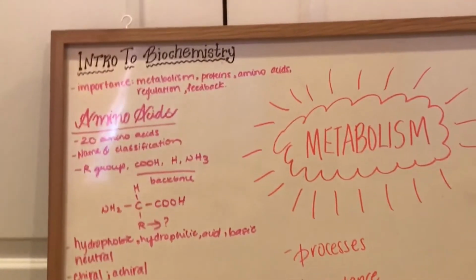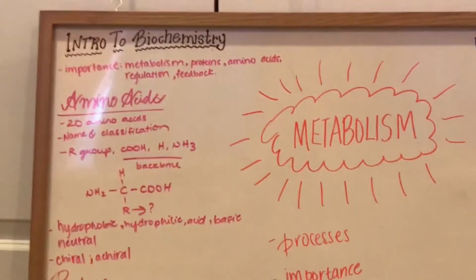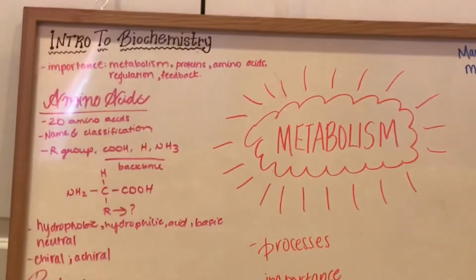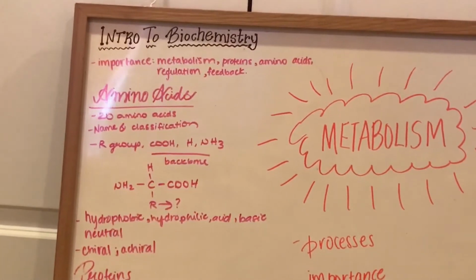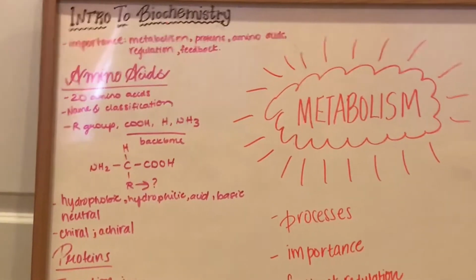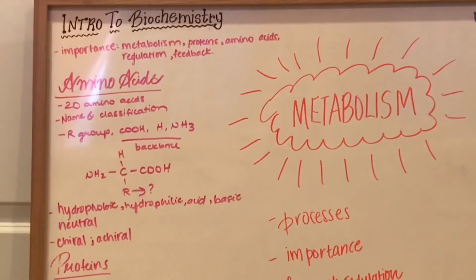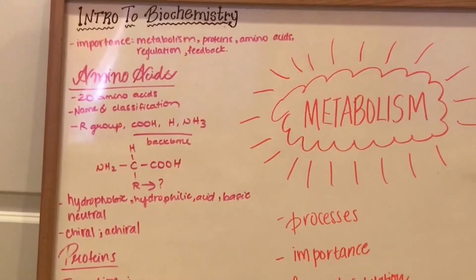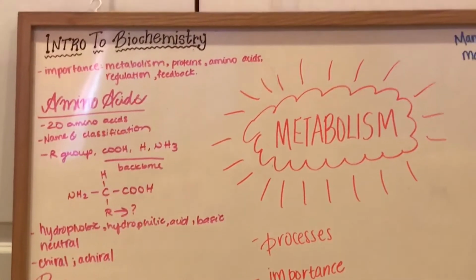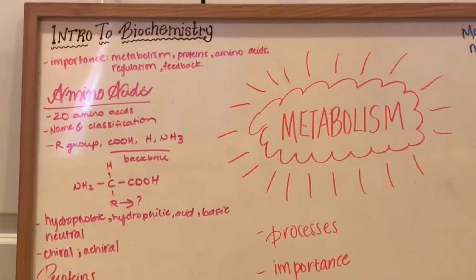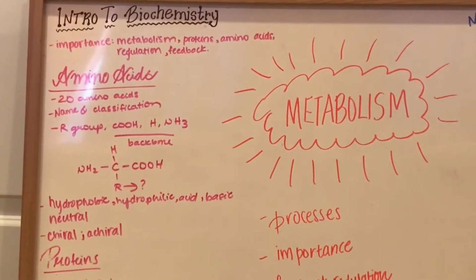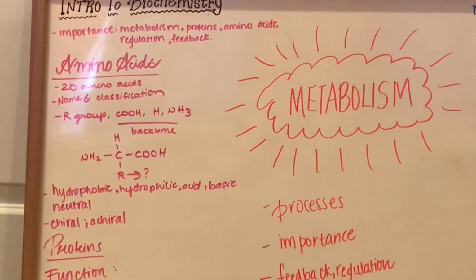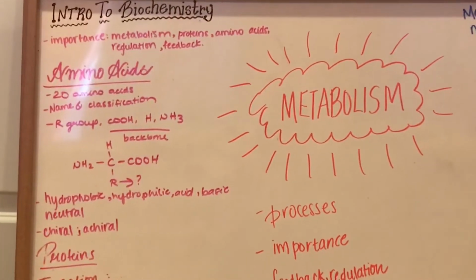So now jumping into the most fundamental unit of biochemistry, which is amino acids. Just like the cell is the basic functional unit of life, just like you learn that in biology class over and over and over again. And in biochemistry, you'll learn that everything your body does, everything that metabolism is, is really dependent on amino acids.